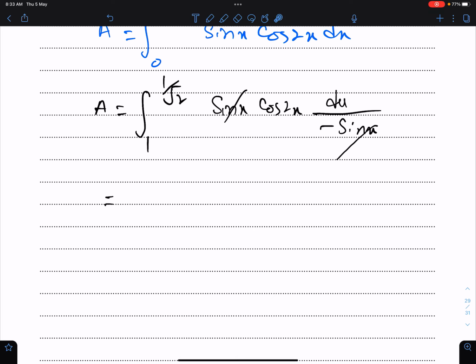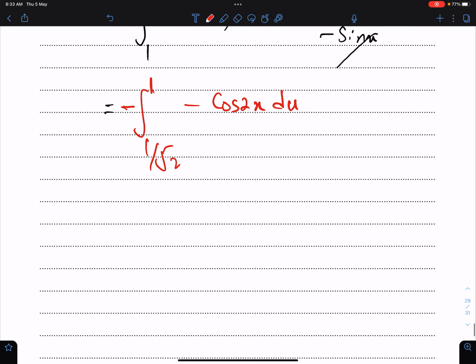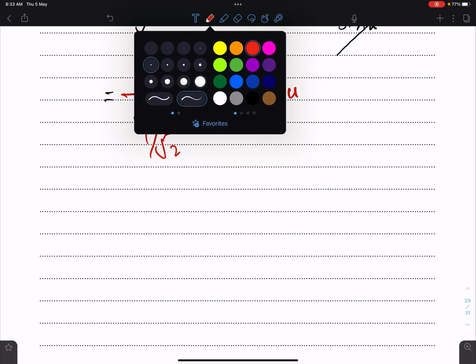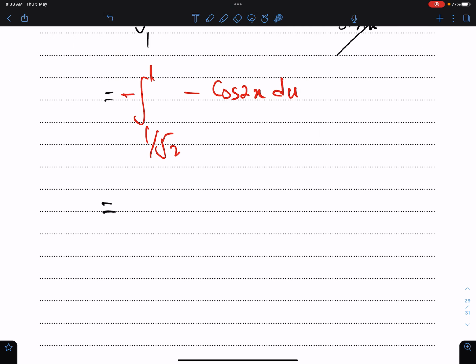See, when the lower limit is greater than the upper limit, then we always switch the limits by writing a negative sign outside the integral. So we have to switch the limits here. So 1 upon root 2 should be here and 1 should be here. And here we have cos 2x du. This minus and this minus will be cancelled.